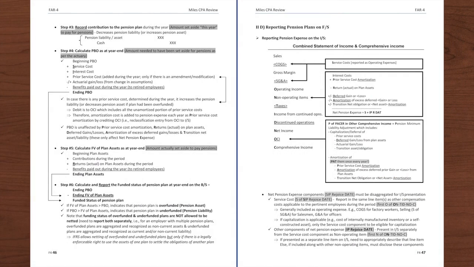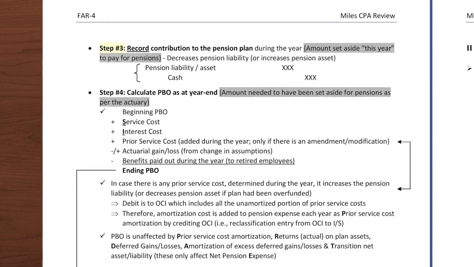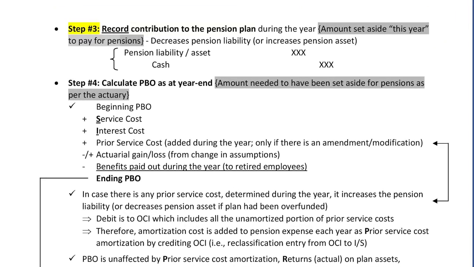Turn on to page 46, highlight step 3 and highlight contribution to the pension plan. So this is the cash that is set aside during the year to pay for the pension liabilities. Naturally, it decreases pension liability, or if it's a net pension asset, it increases that. So the debit is to pension liability or asset, the credit is cash because cash is going out.